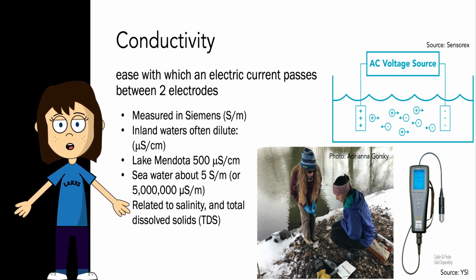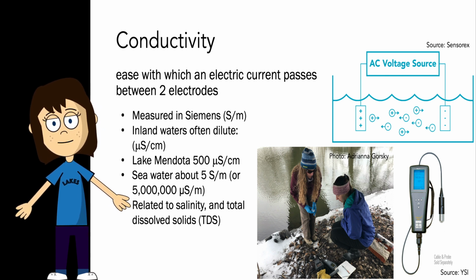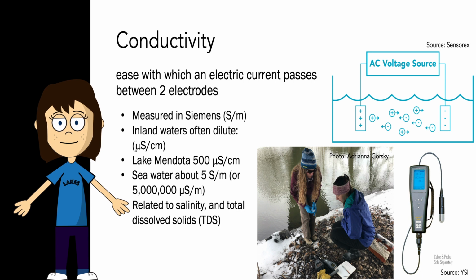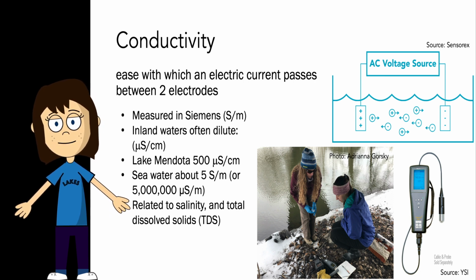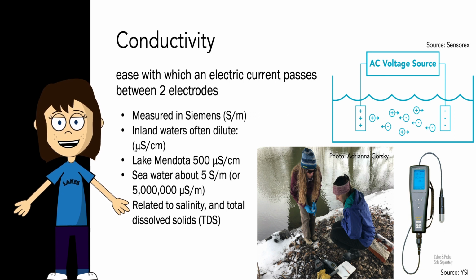The conductivity of water increases with increasing temperature, and so often conductivity is reported as specific conductivity, which has been adjusted to some reference temperature, typically 20 or 25 degrees Celsius. And conductivity is related to other measurements such as salinity or total dissolved solids. Increasing conductivity means increasing salinity and increasing TDS.